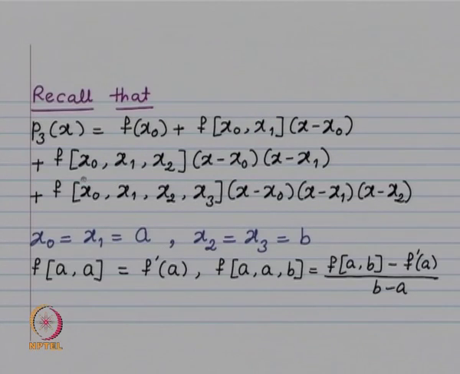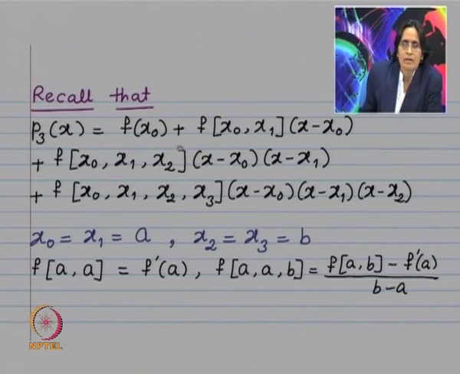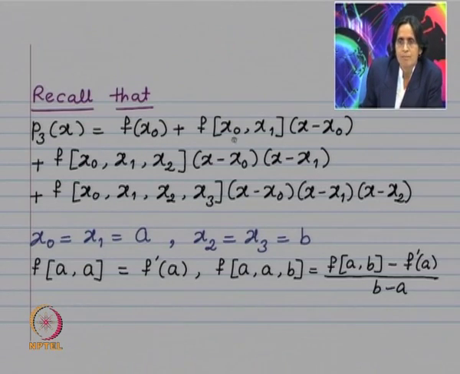Now, let us recall that if x 0, x 1, x 2, x 3 are distinct points, then the interpolating polynomial P 3 x is given by value of f at x 0 plus divided difference of f based on x 0 x 1 into x minus x 0, then divided difference based on x 0 x 1 x 2 into x minus x 0 x minus x 1, and the last term is divided difference based on the 4 interpolation points multiplied by x minus x 0, x minus x 1, x minus x 2.